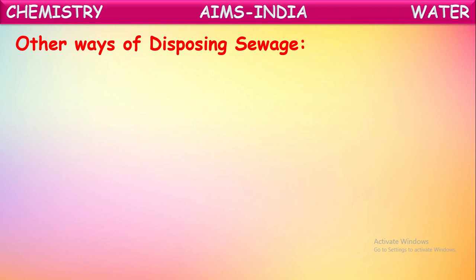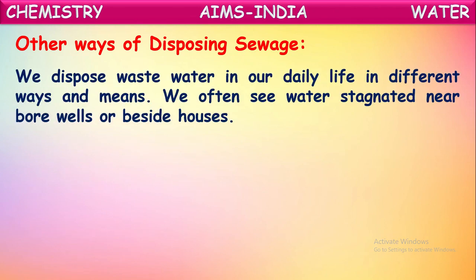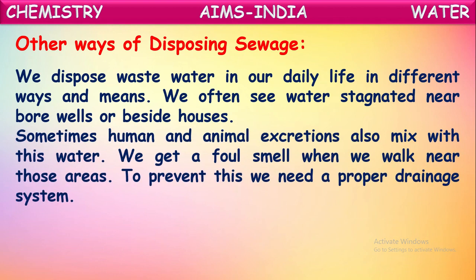So what are the other ways for disposing the sewage? We dispose wastewater in our daily life in different ways and means. We often see water stagnated near bore wells or beside our houses. Have you seen ever? Yes, you might have. Even around our houses also, we observe often stagnated water. Sometimes human and animal excretions also mix with this water. We get a foul smell when we walk near these areas, isn't it? You might have experienced this.